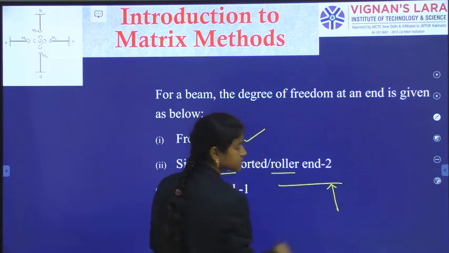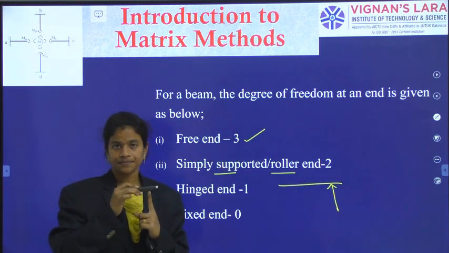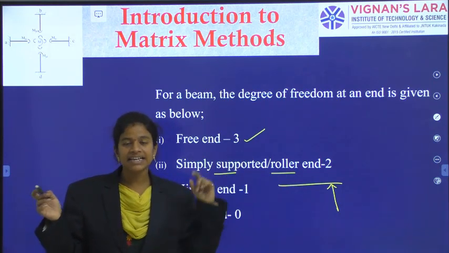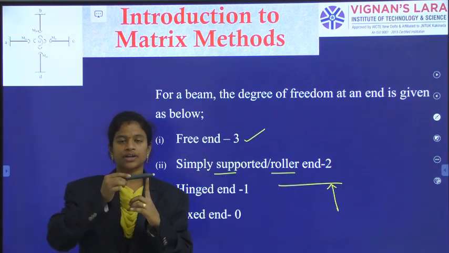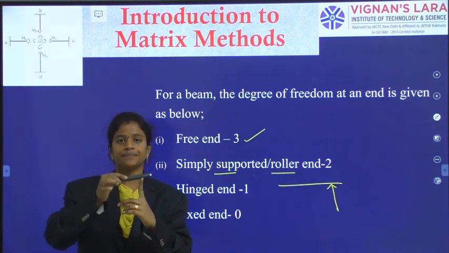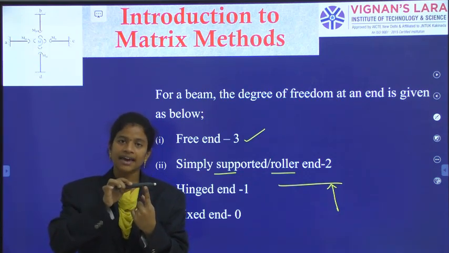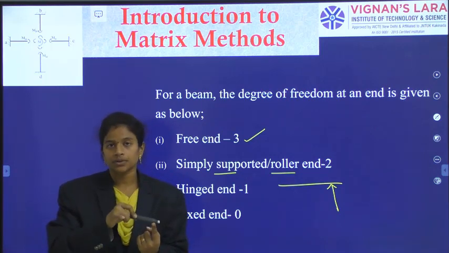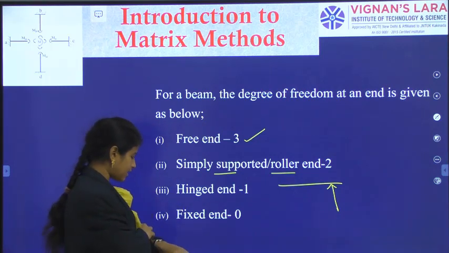Simply supported means simply it was placed. A simply supported beam is different, and a simply supported end is different. Simply supported, just it was placed. What is it doing? Again, it is doing like a roller end. It is simply stopping like a prop. Okay, so simply supported end.